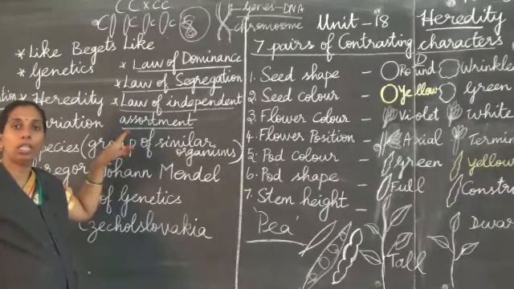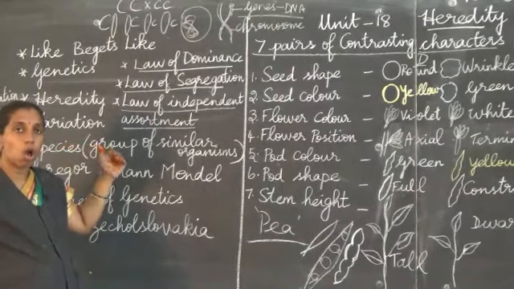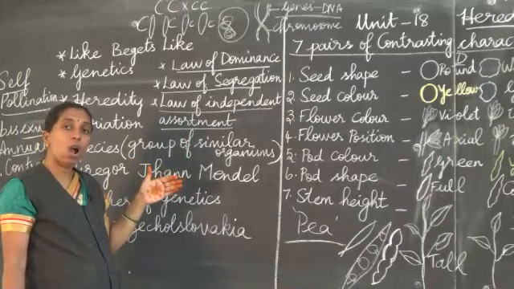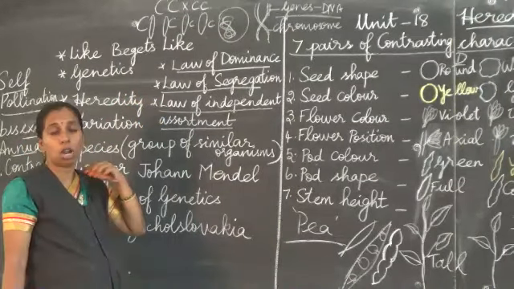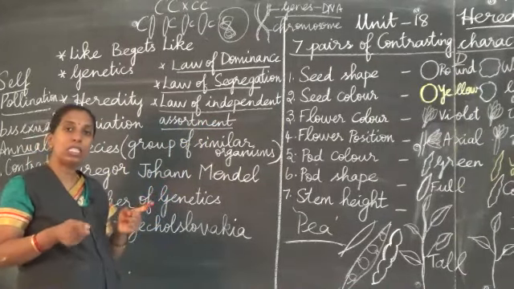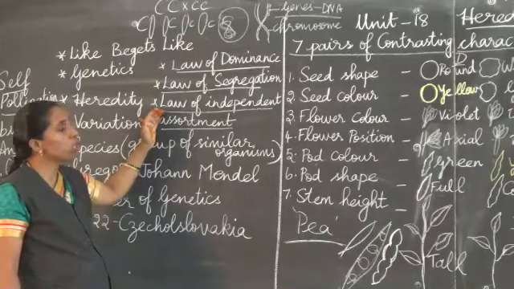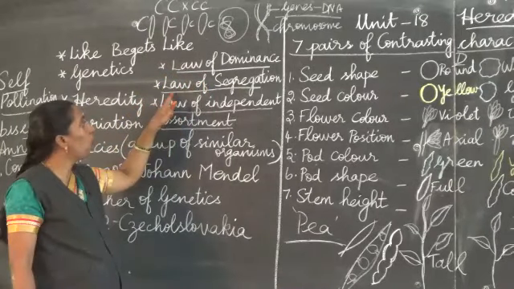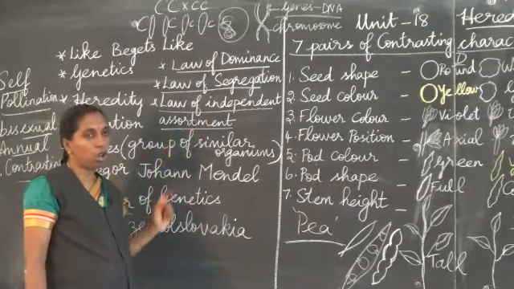The genes, during gamete formation or during the cross, can assort independently, they can segregate, or they can separate out randomly. That is called the law of independent assortment, and this law is also based on Mendel's dihybrid cross. During gamete formation, the genes can separate out or assort independently. So these are the three laws put forth by Mendel based on his experiments. The first one is the law of dominance, the second one is the law of segregation or purity of gametes, and the third one is the law of independent assortment.